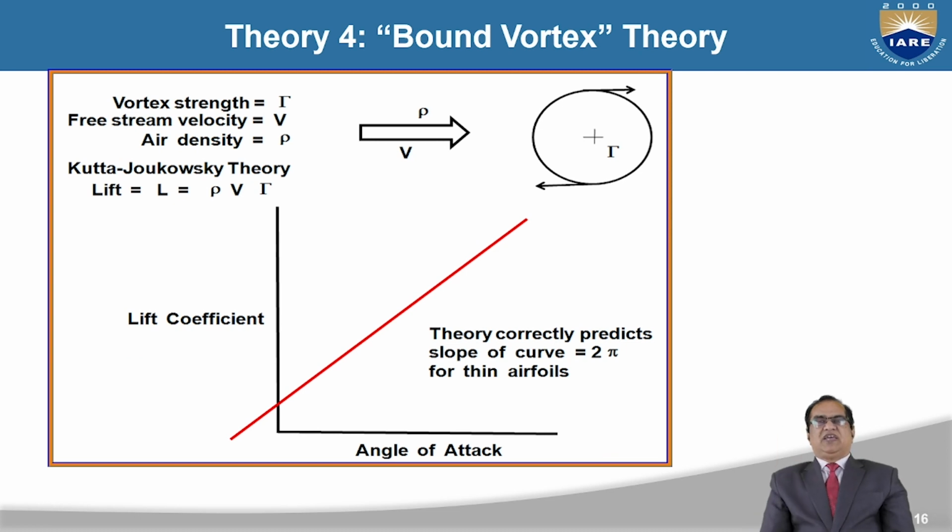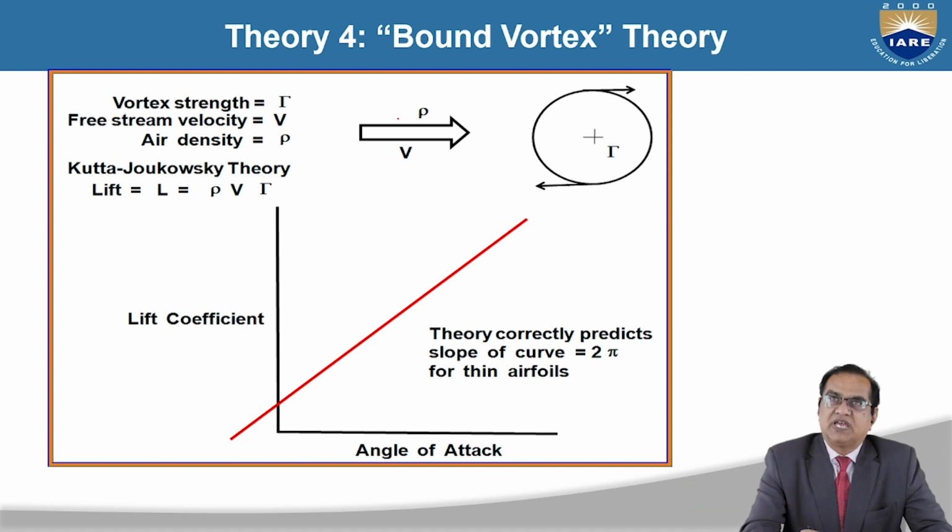So Kutta has given a formulation that if flow is moving from this direction with velocity V and density rho, and it is hitting some object and there is a circulation, this gamma is the circulation.